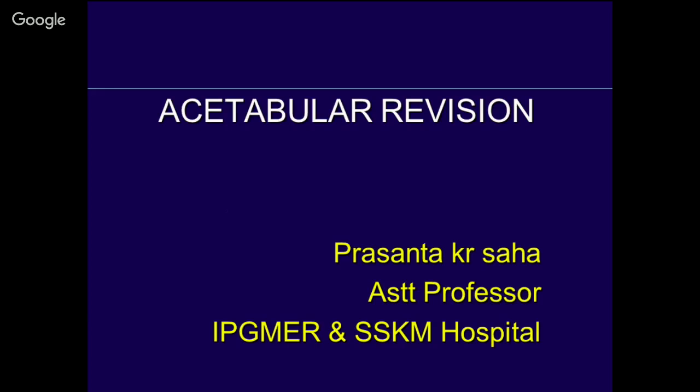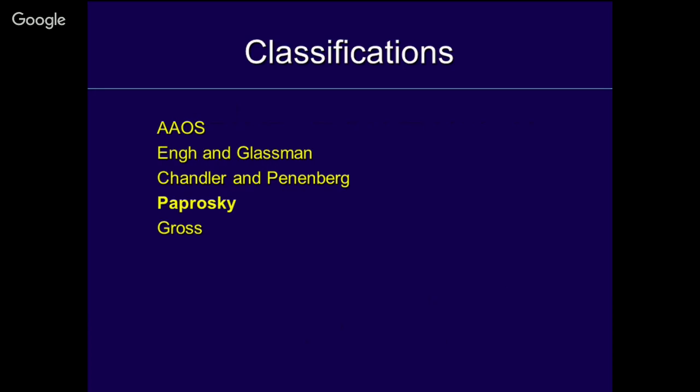After the removal of the implants, we have to revise the acetabulum and the femur. Now, what are the options we have? First, we classify the bony deficit. After removal, there is some kind of bony deficit. We have the AAOS classification, the Paprosky classification, and the Gross classification. But all over the world, everyone is using the Paprosky classification.